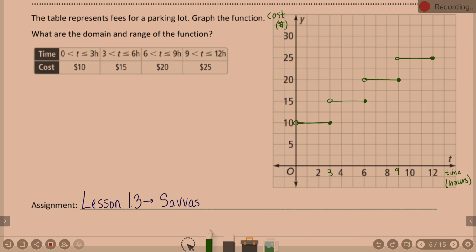Okay, so it's another piecewise function. It's a common one to see in math. Kind of looks like stair steps if you think about it that way. Okay. And now we need to talk domain and range.